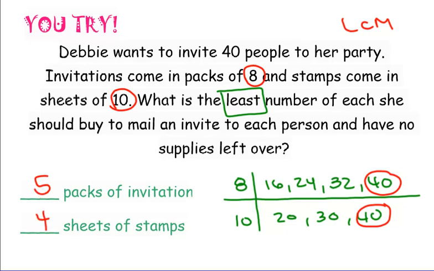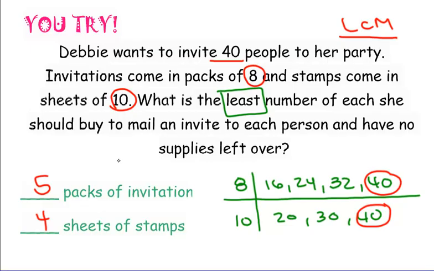All right, go ahead and hit pause if you're not done. So, first off, this was an LCM question because we have the word least right here. Secondly, I found the LCM of 8 and 10. It actually again told us what the LCM was in the problem, but it was kind of sneaky about it. It says Debbie wants to invite 40 people to her birthday. Okay, that was the LCM.